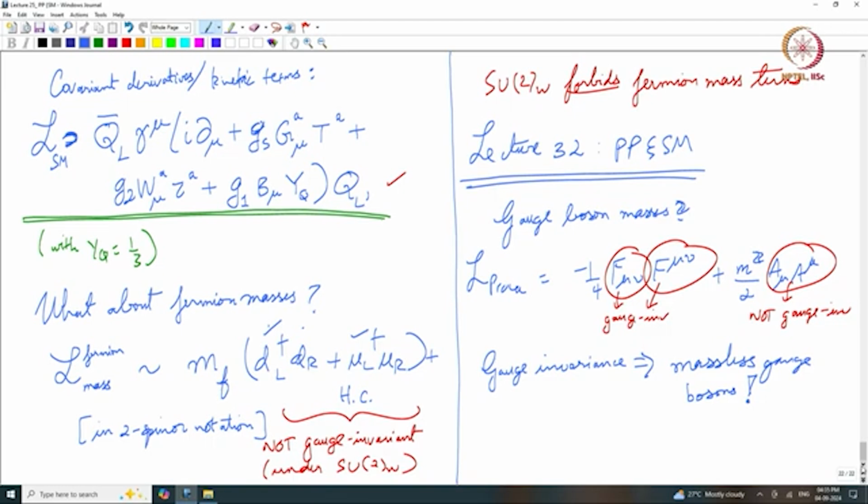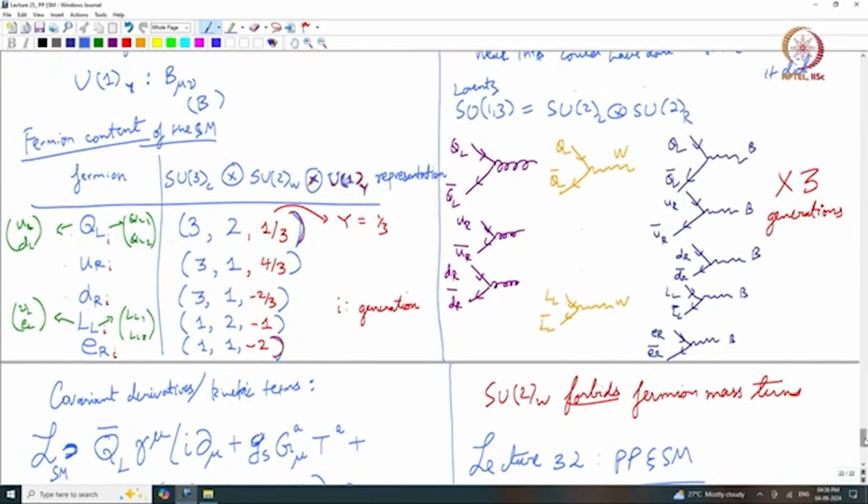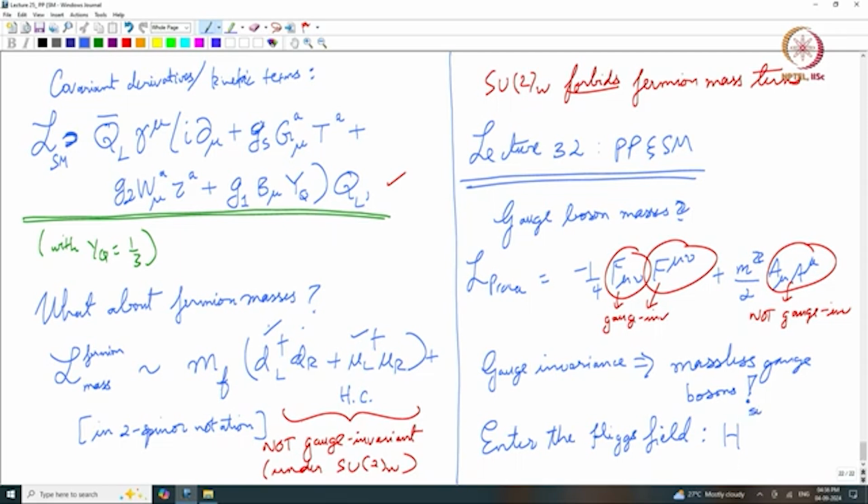So, this is where we have to introduce yet another field. What is this field? The very famous Higgs field, okay. Now, how do I define the Higgs field? I am going to use the same notation as here under SU(3) and SU(2) and the hypercharge. Let me right away write this in red.